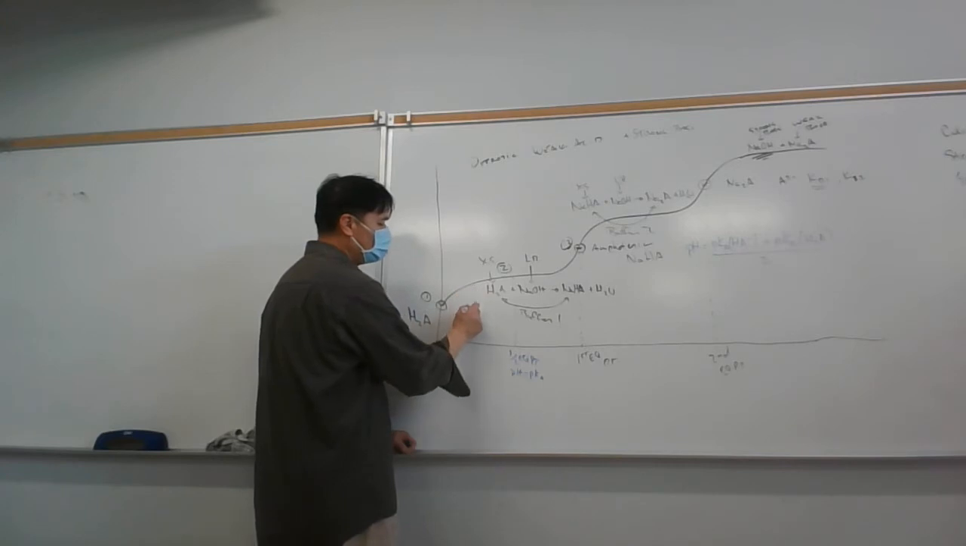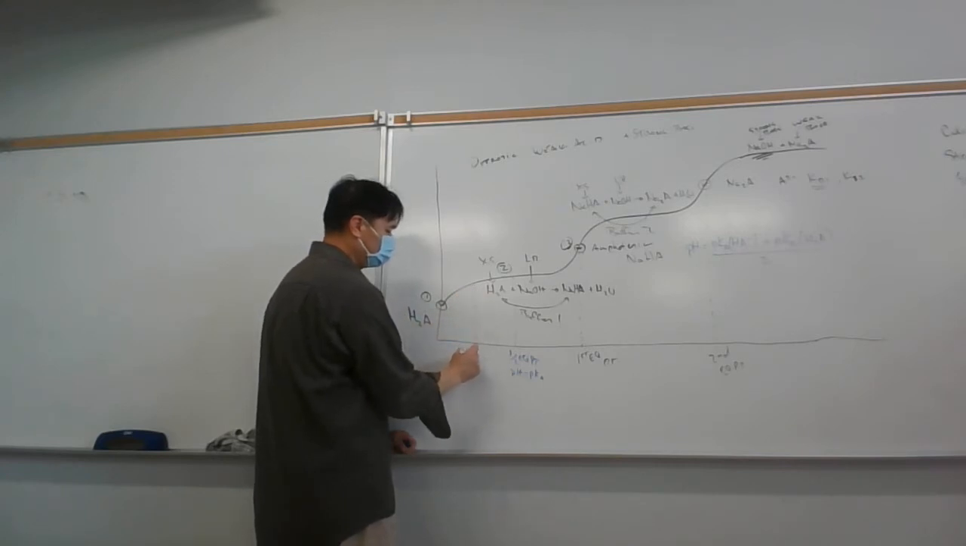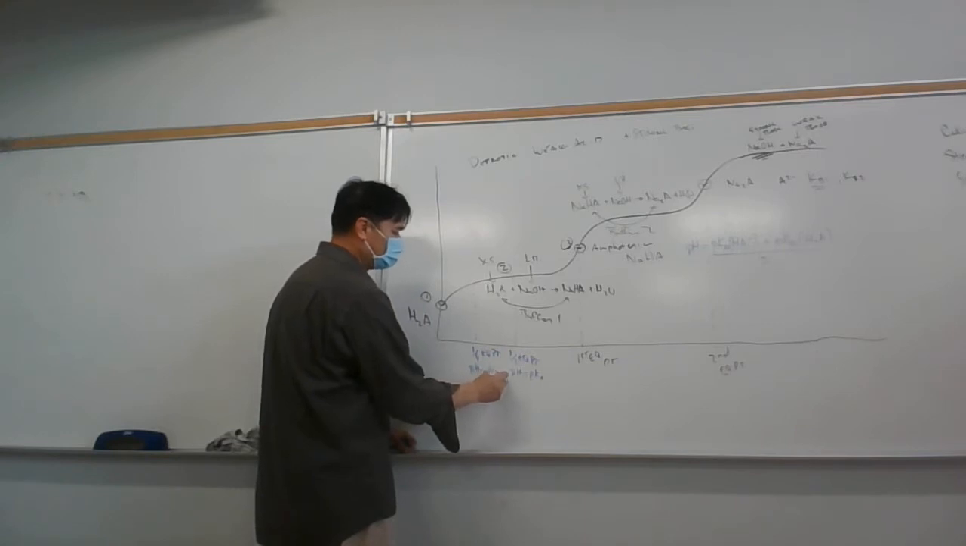Then we have the 1/4 equivalence point. At the 1/4 equivalence point, the pH is equal to the pKa minus 0.477.